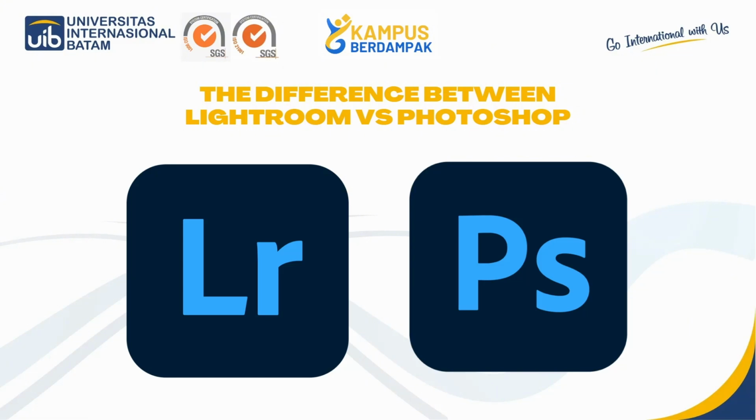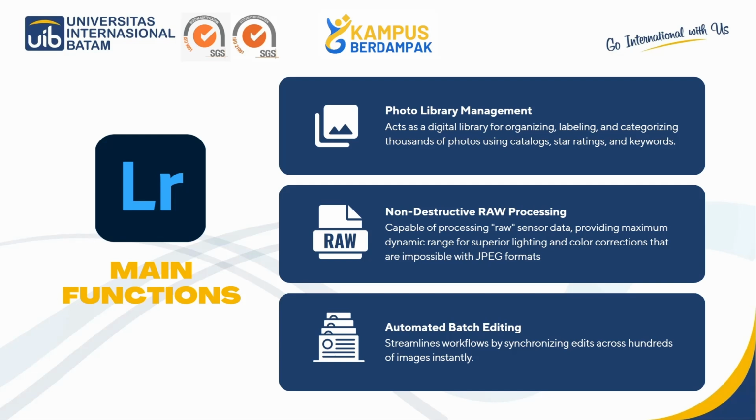While Photoshop itself is a pixel-based editor. While Lightroom handles the whole photo, Photoshop allows you to change every single tiny dot or pixel in your photo. Now, let's learn about the main functions of Lightroom. First, it serves as photo library management, where it acts as a digital library for organizing, labeling, and categorizing thousands of photos using catalogs, star ratings, and even keywords.